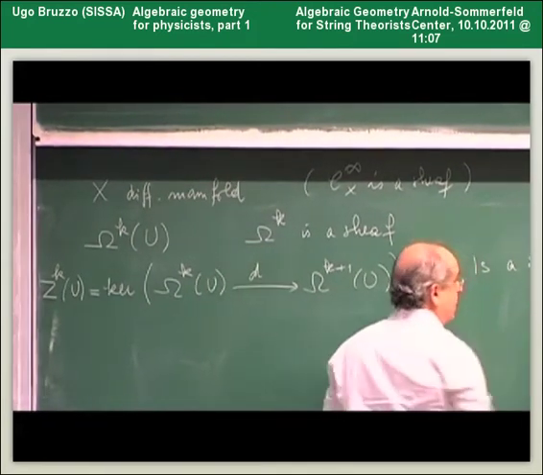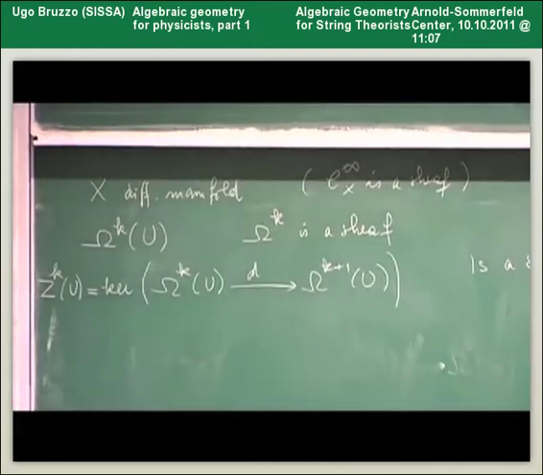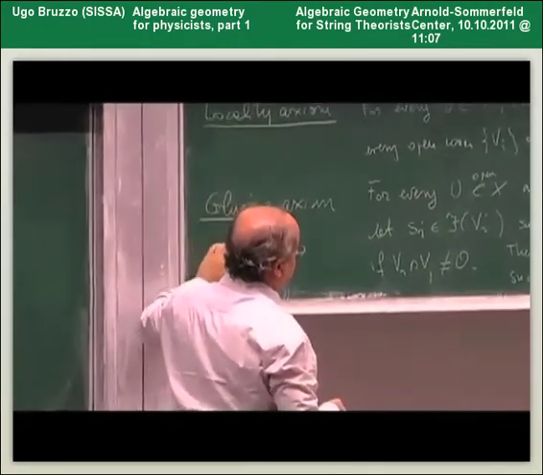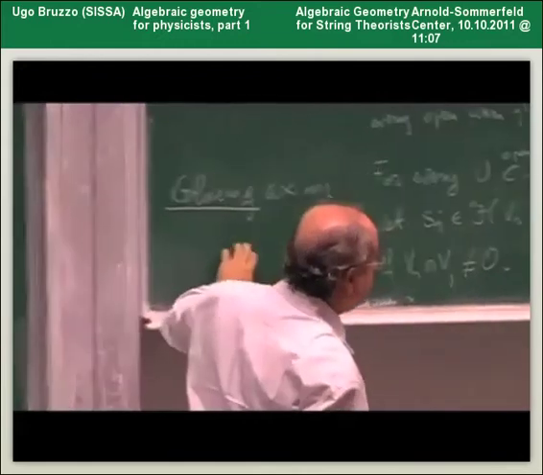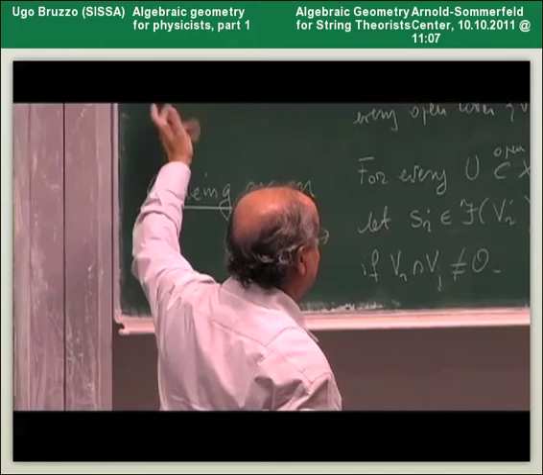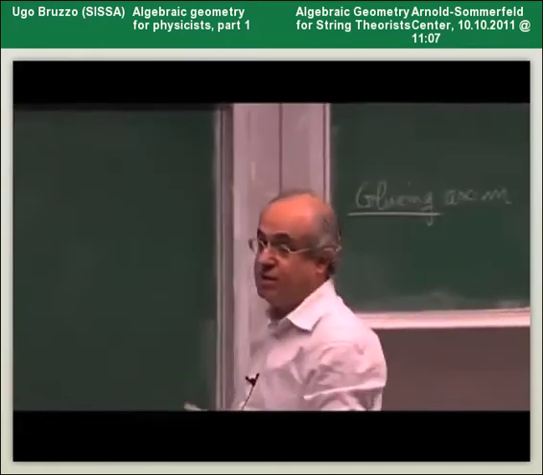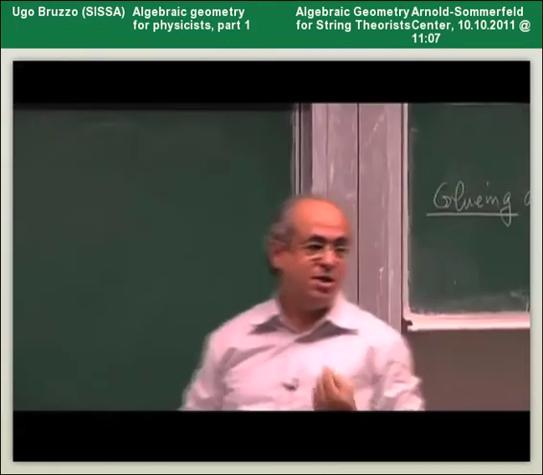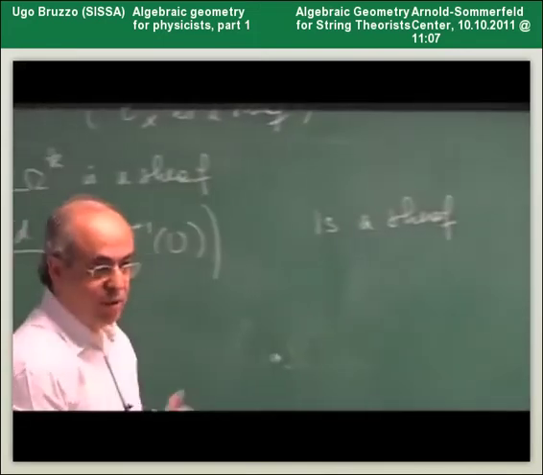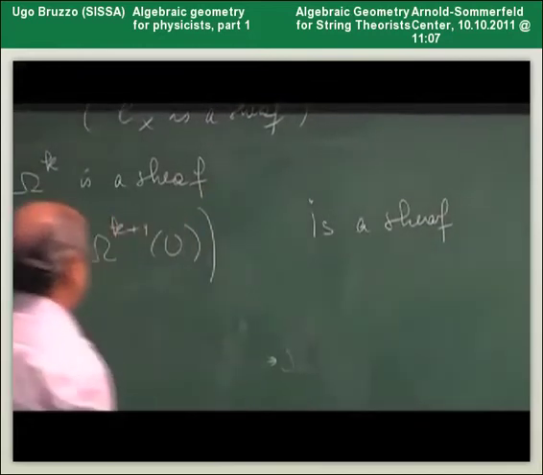Why? The idea is that there is no problem for the gluing axiom, because after all, closed forms are forms. But in particular, the locality axiom is satisfied because in order to check whether a form is closed, it's enough to do it locally. Being closed is a local matter. A form is closed if it is closed in the neighborhood of every point, so to say. So this is the reason why this is a sheaf.